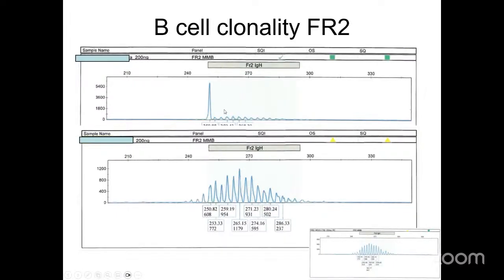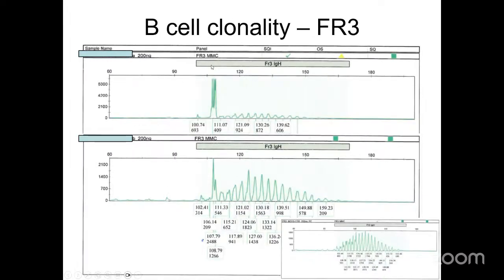This is the second tube that again shows a good monoclonal peak that we can see, maybe in a polyclonal background. And then the second lesion does not really show it. The third tube shows a peak in the polyclonal background, and you see a similar peak in the second lesion. However, it's not as prominent as compared to the first lesion.